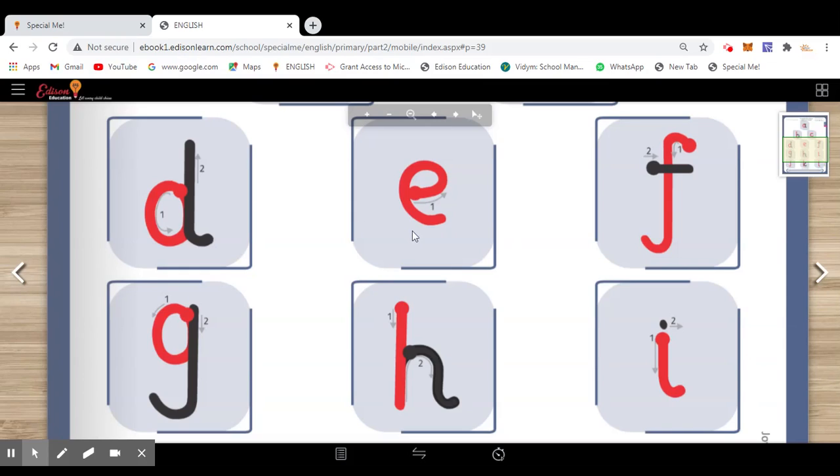Now come to the next letter. Which letter is this? This is letter E. And E is a phonic sound of letter E. What is the phonic sound of letter E? E. So let's listen to its phonic song.